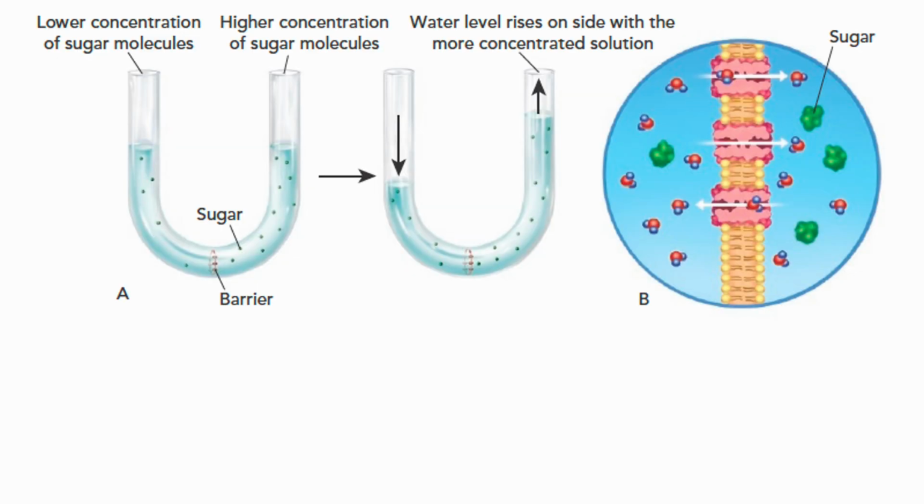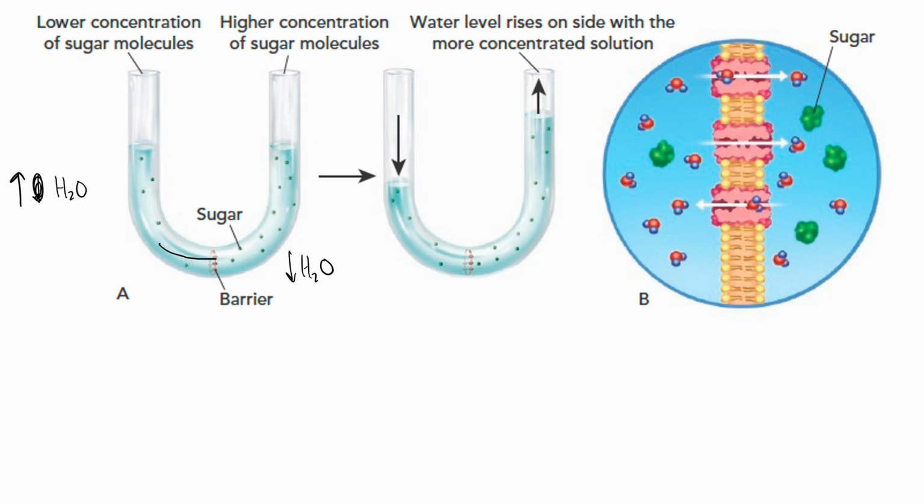Now, this can also be shown in a controlled setting here. So we have low H2O on this side of the tube, and we have a barrier that doesn't allow the sugar to go through. But on the right-hand side, I'm sorry, I put that the wrong way. This would be the higher side of water because we have a lower concentration of sugar molecules. Now on the right side, we're going to have a lower concentration of water because we have more sugar molecules, or a higher concentration of solute.